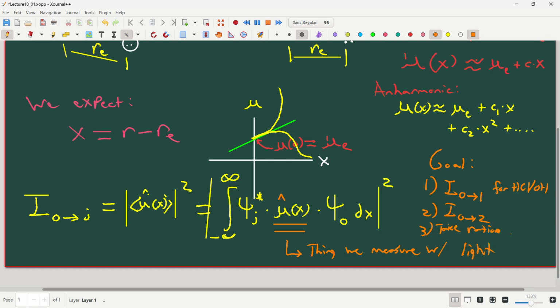If the dipole is linear in the region where the bond is stretching, then the intensity from 0 to 2 will be 0, because it's harmonic. The dipole moves linearly, it looks like this green line. Then I 0 to 2 will be 0. This is forbidden by the harmonic approximation. And of course, 0 to 1 will be non-zero because that's allowed.